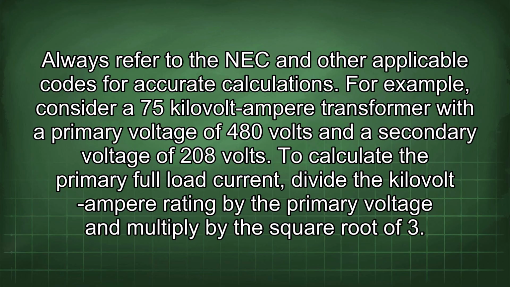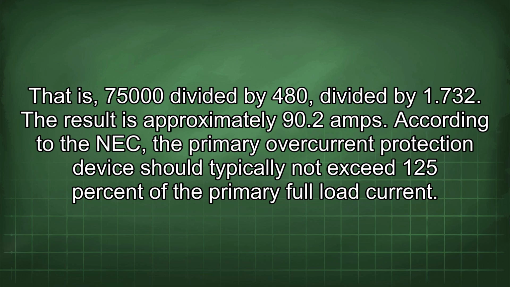For example, consider a 75 kVA transformer with a primary voltage of 480 volts and a secondary voltage of 208 volts. To calculate the primary full load current, divide the kilovolt-ampere rating by the primary voltage and multiply by the square root of 3. That is 75,000 divided by 480 divided by 1.732. The result is approximately 90.2 amps.